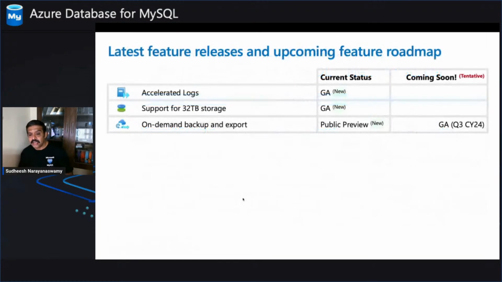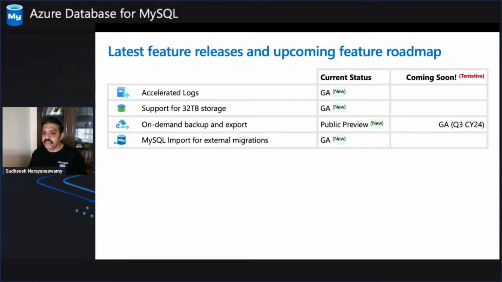So these are the things which we have released, as we already explained: audit logs, support for 32 GB, and on-demand backup and export. These are the things that are now coming in future releases. We have also GA'd MySQL import for external migration. This is a command line utility which can help you import the backup taken from Percona XtraBackup. It helps you move to Azure easily when you have external migrations, and it is especially preferred for databases of huge size, greater than 1 terabyte.